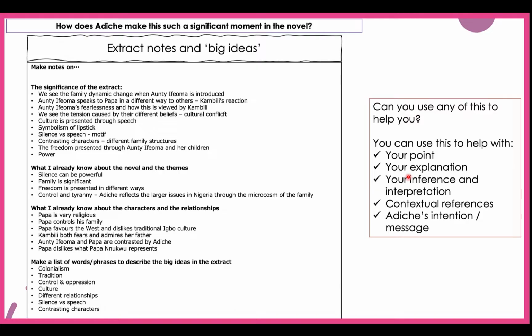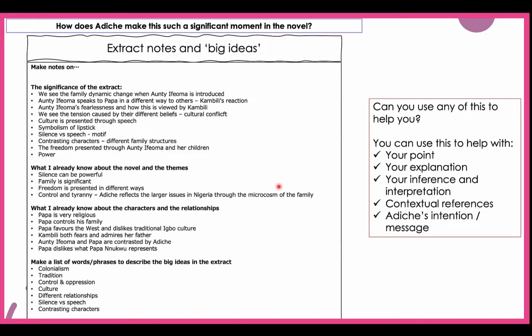They can also help with the explanation. So when I'm trying to explain quotations or explain my ideas and interpretations, I can use some of these that I already have. Helps you with your inference. Some contextual references. I have a contextual reference here. If it fits, I will put it in. If it doesn't fit and it doesn't naturally add something to my point, I'm not going to try and force it. And a lot of this can also help with Adichie's intention and message.